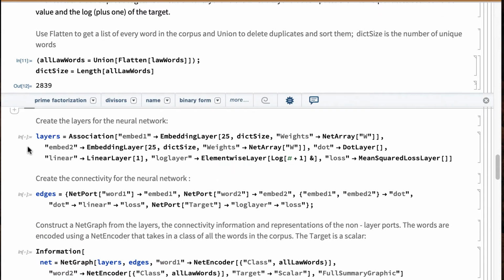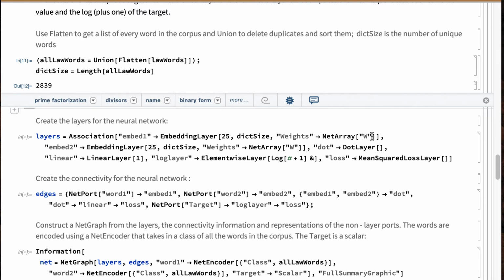We have two embedding layers, one for each of the words. They're all going to map down to 25. I'm going to use 25 as my vector size to represent the words. They're going to start life at 2,839 possibilities, and the weights are going to be shared between them. Remember, we discussed this in the prior video. We need to force the weights of both of these embedding layers to be the same so that we have a consistent theory of embedding.